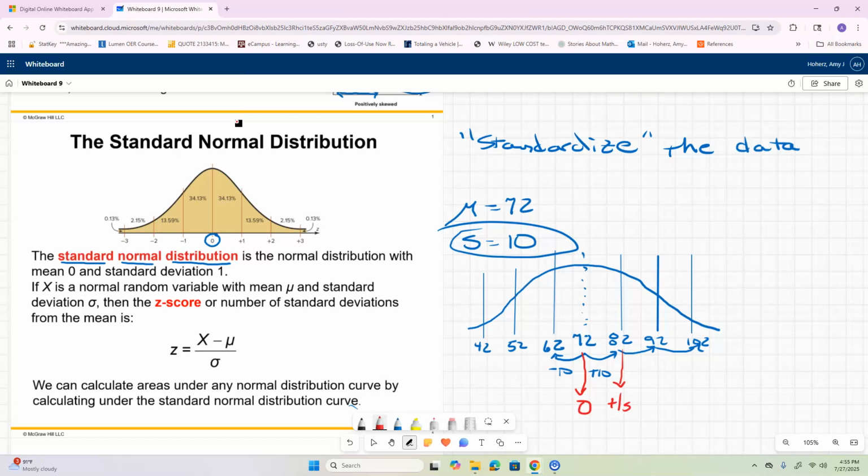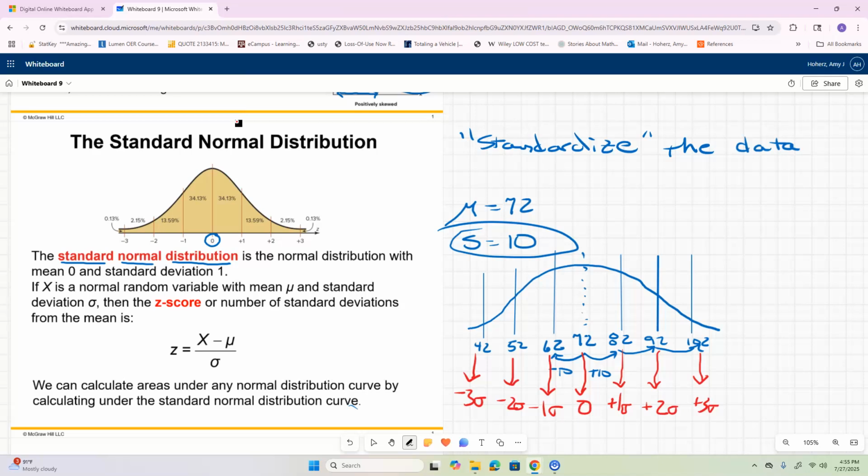Sorry, let me use the population standard deviation instead of an S. So plus 1 sigma, and then we would say 92 is plus 2 sigma, and then we would say 102 is plus 3 sigma. So instead of saying you got a score of 82, they could say you were 1 standard deviation above the mean. Instead of saying you got a score of 92, they could say you're 2 standard deviations above the mean. And then the same way on the other side. So this would be minus 1 standard deviation, minus 2 standard deviations, minus 3 standard deviations.